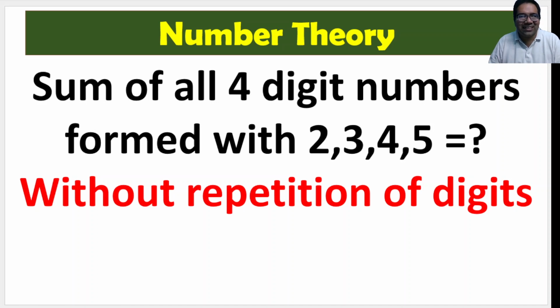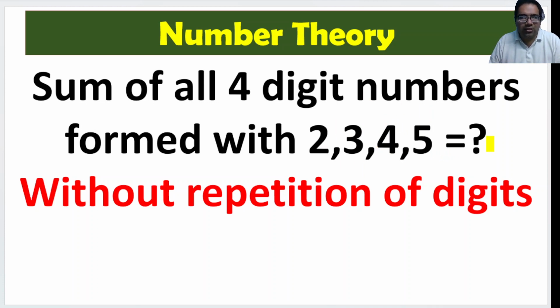Hi friends, here we have to find the sum of all four-digit numbers formed with the digits 2, 3, 4, 5 without repetition of digits. That means 2 cannot be repeated, 3 cannot be repeated, 4 cannot be repeated, 5 cannot be repeated. The digits will be distinct. For example, 2, 3, 4, 5 is one such number, 3, 2, 4, 5 is one such number, or 5, 3, 2, 4 is one such number, likewise.